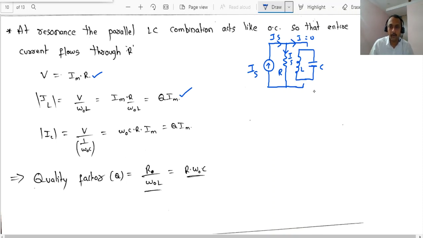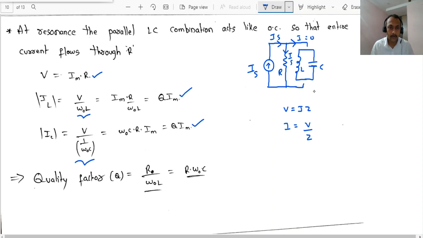Somewhere if you want, we know the basics. V equal to I into Z. If I want I, it is simply V divided by Z. That is what we have done here. For inductor, impedance is omega naught L. For capacitor, impedance is 1 by omega naught C. And this current will be quality factor times Im, right?